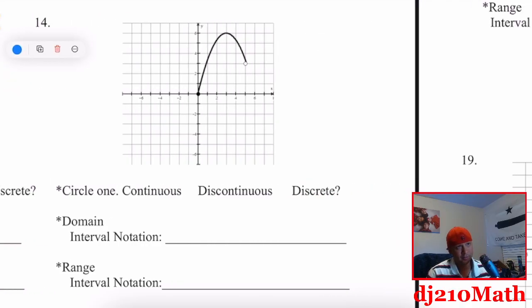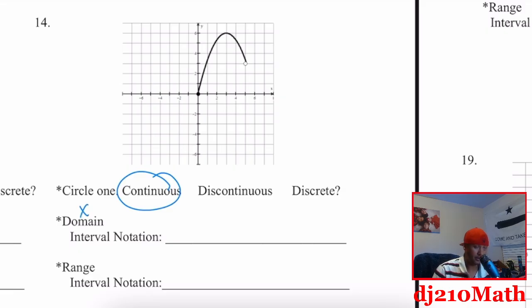Okay, little arc, looks like something being thrown. So here we have one continuous graph, right? It's one graph. The domain, talking about the x values. The most left and most right. That's what we're talking about, left to right. So the most left is 0, bracket because closed circle, and 5, parentheses, because it has an open circle. So that's the domain from left to right.